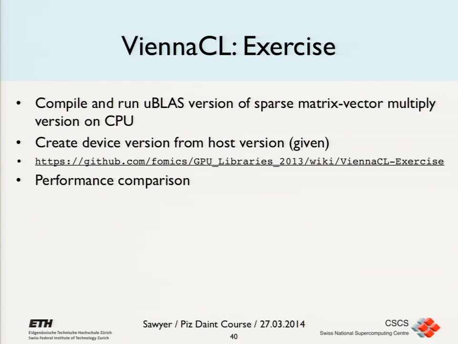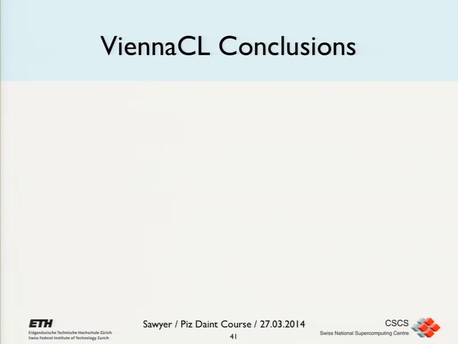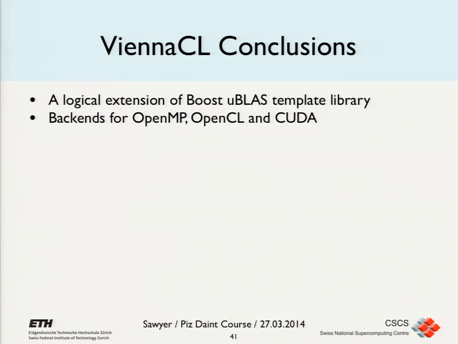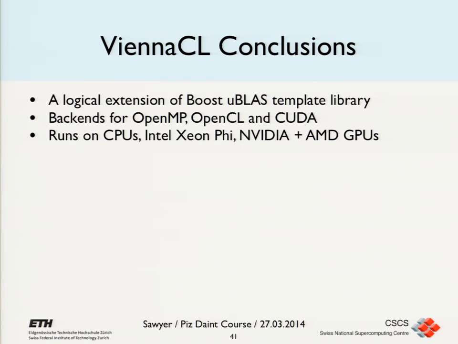So there is an exercise. If you're interested, please go to the course website. Again, very simple exercise to take a Boost solve and then extend it to a ViennaCL solve. Okay, so ViennaCL is nice because it's a logical extension from Boost, which is a very, very popular library. There are backends, multiple backends for OpenCL, CUDA, and OpenMP. Therefore, it supports Xeon Phi, normal CPUs, and Nvidia GPUs.